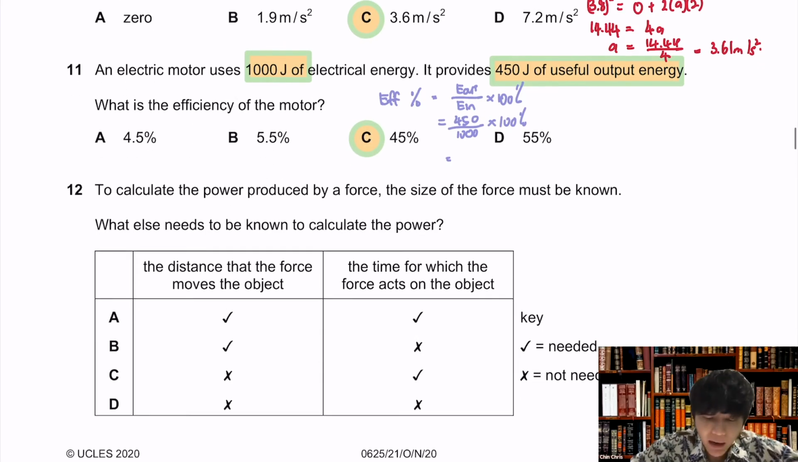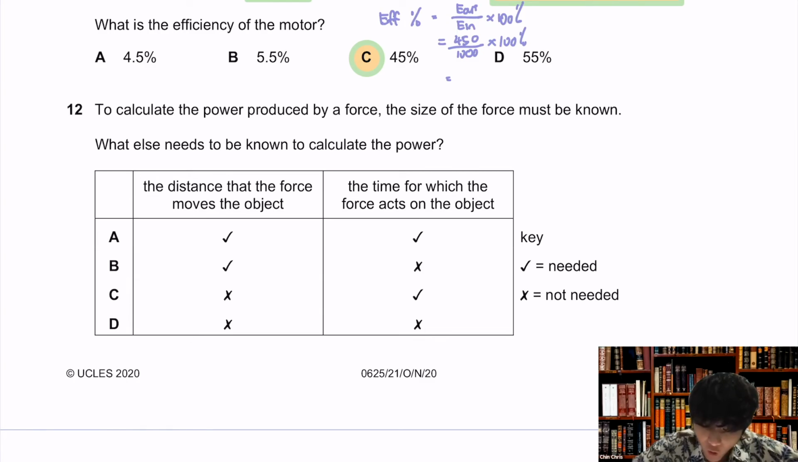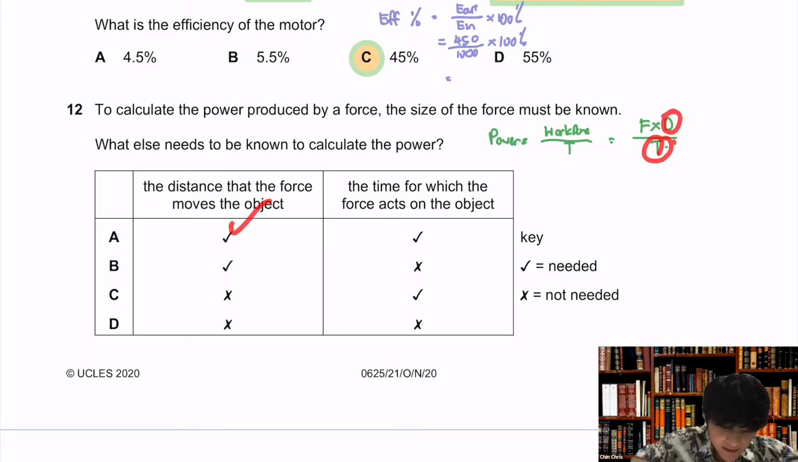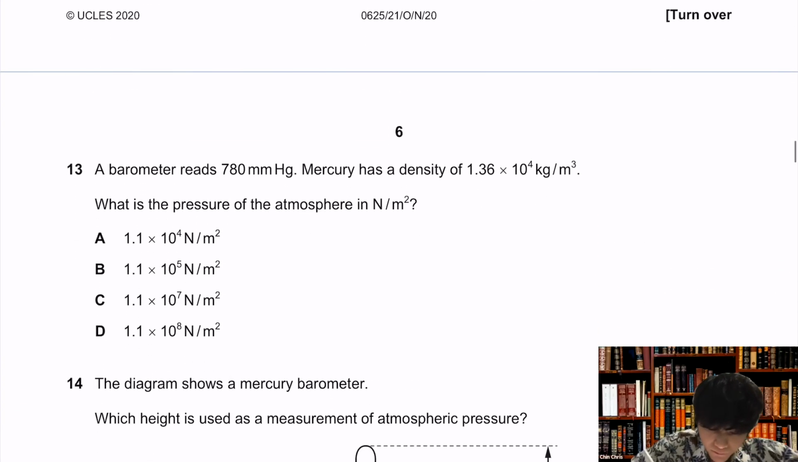To calculate the power produced by a force, the size of the force must be known. You know that power is equal to work done over time. Work done is force multiplied by distance, over time. So I do need my distance, I do need my time. Distance, yes. Time, yes. The answer is A. Okay, cool. Next, 13.